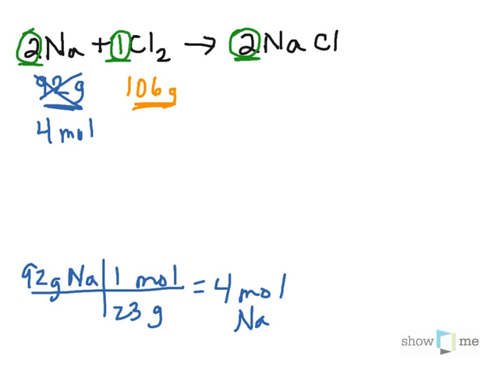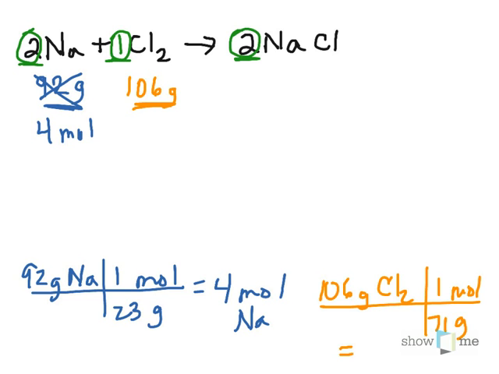Let's do the same thing with our chlorine. 106 grams of chlorine. Let's change that to moles. And let's see, 1 mole of chlorine gas is about 71 grams. So I have about, and this doesn't have to be exact, you can get pretty close, I have about 1.5 moles of chlorine. So I'm going to cross this out and put 1.5 moles.